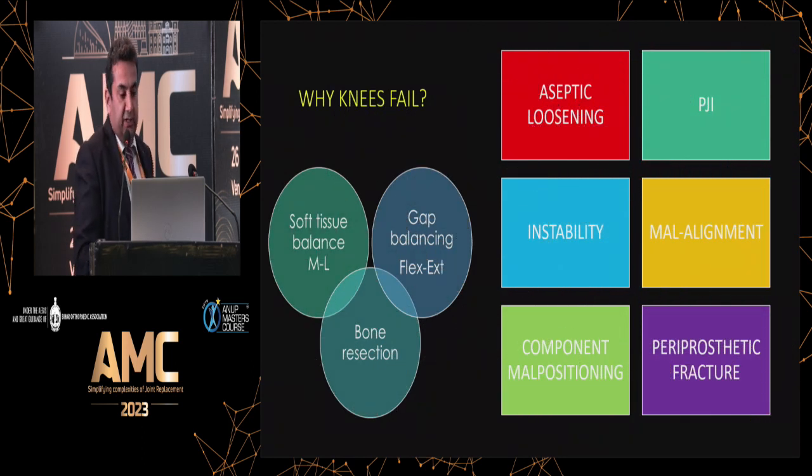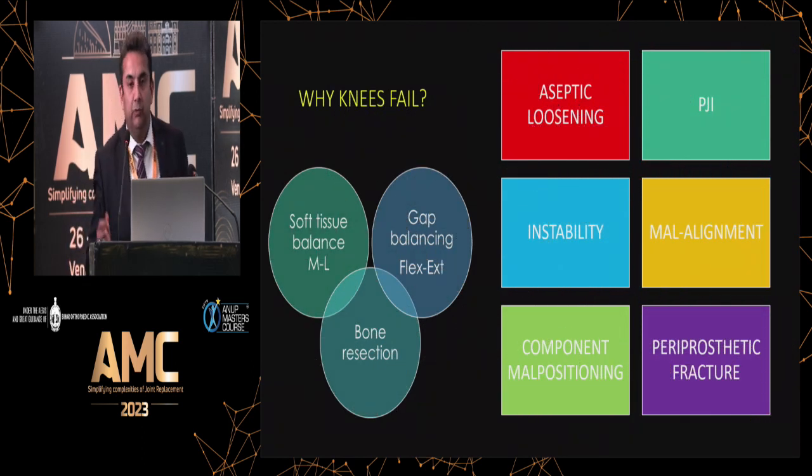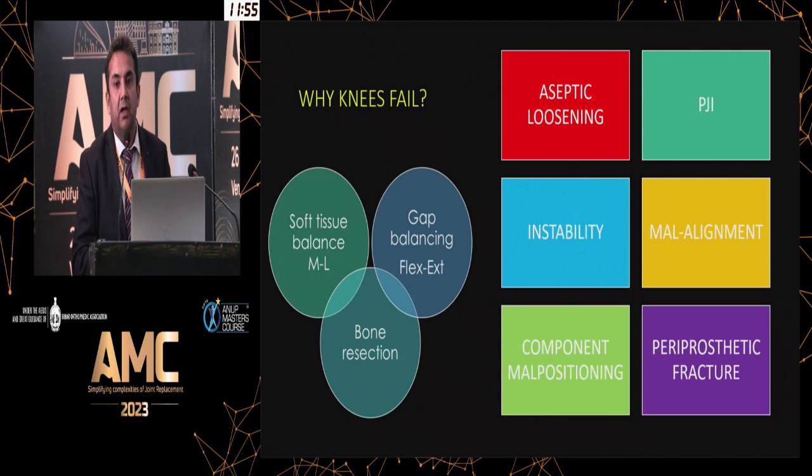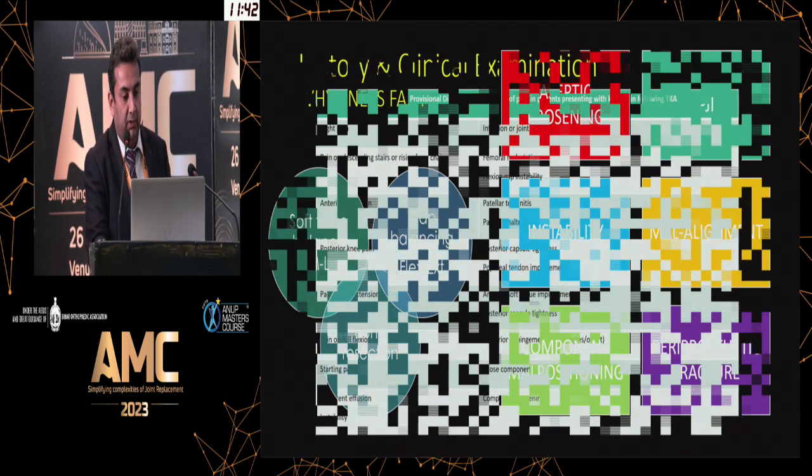So why would the knees fail, actually? If you don't follow the basic principles of soft tissue balancing in the medial lateral plane as well as in the flexion extension, and the bone cuts are not taken properly, the joints would fail. And they would present as aseptic loosening, instability, malalignment, component malpositioning, or maybe periprosthetic fractures and infection.